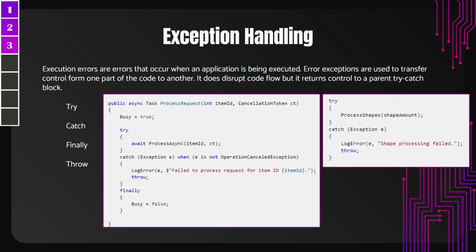And then exception handling, which is what we already went over. Runtime errors are errors that occur when an application is executed. We handle them with try, catch, finally, and then throw. These are some examples of C# code. We already went over it.